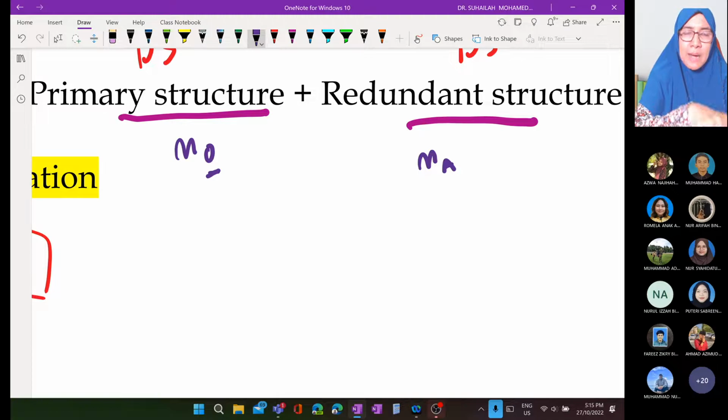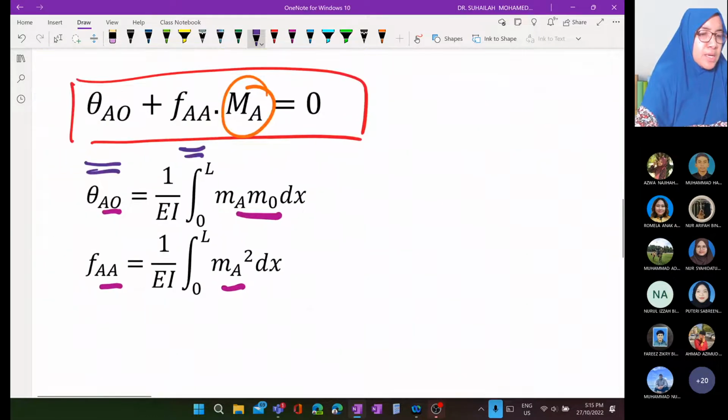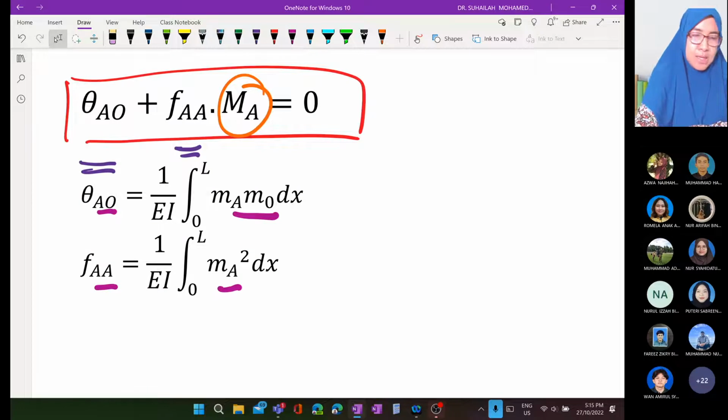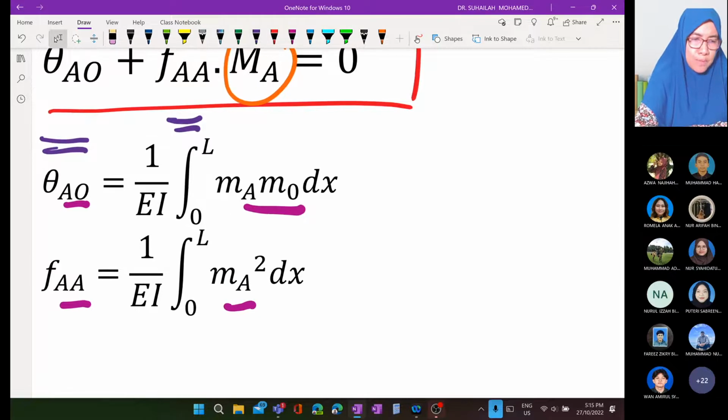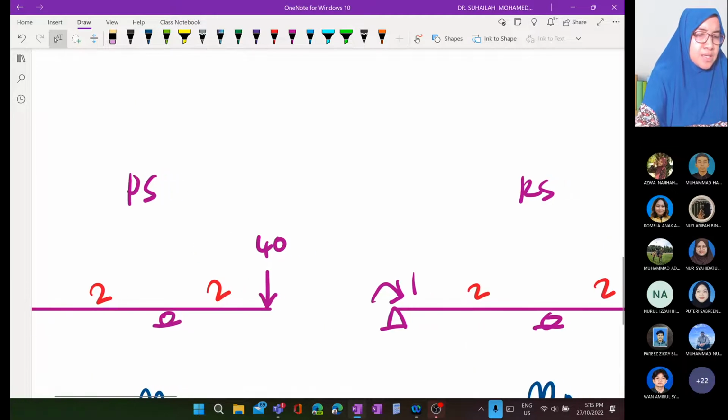Not moment at A, but this is the moment equation for the redundant MA applied. Okay, so we have this. In order to solve MA, the capital one, the moment at A, we have to calculate two displacements which come from two systems using these two formulas. Inside these formulas, there are two moment equations: one is MA, one is M naught. MA and M naught.